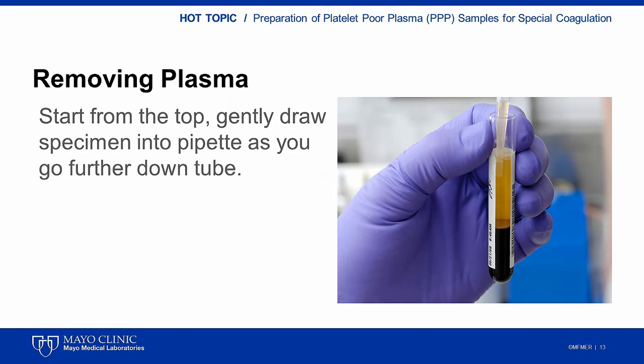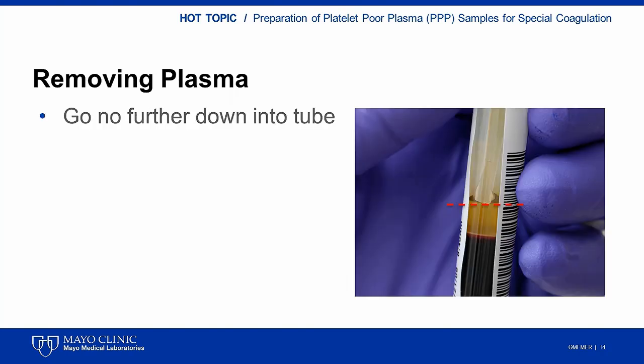To remove plasma, start from the top of the liquid, gently drawing specimen into the pipette as you go further down the tube. Leaving approximately 0.5 milliliters of plasma, shown here with a dashed line, will ensure that you do not disturb the buffy coat and cell layer. Note how the buffy coat is still well defined in this picture.